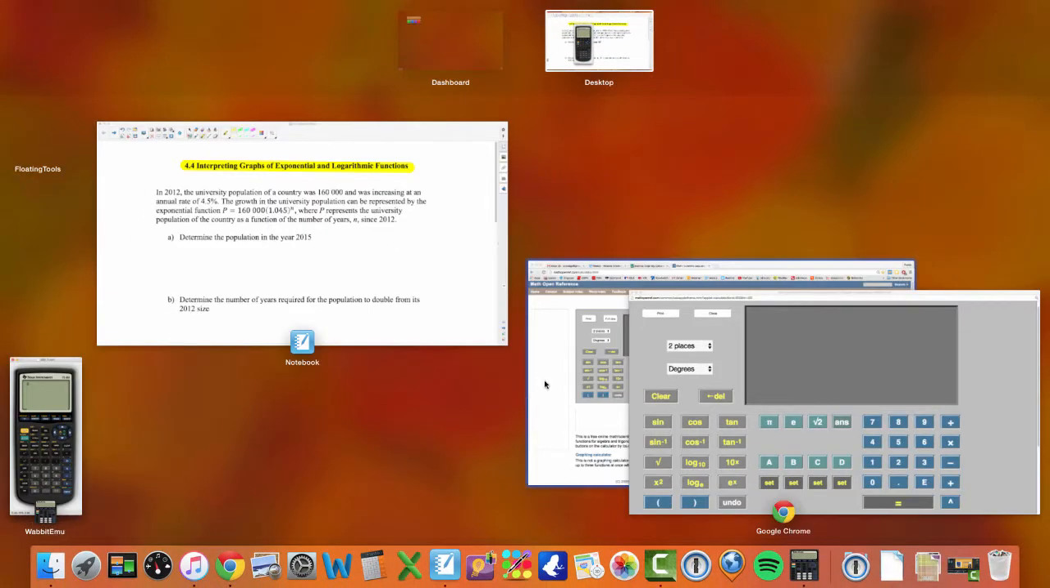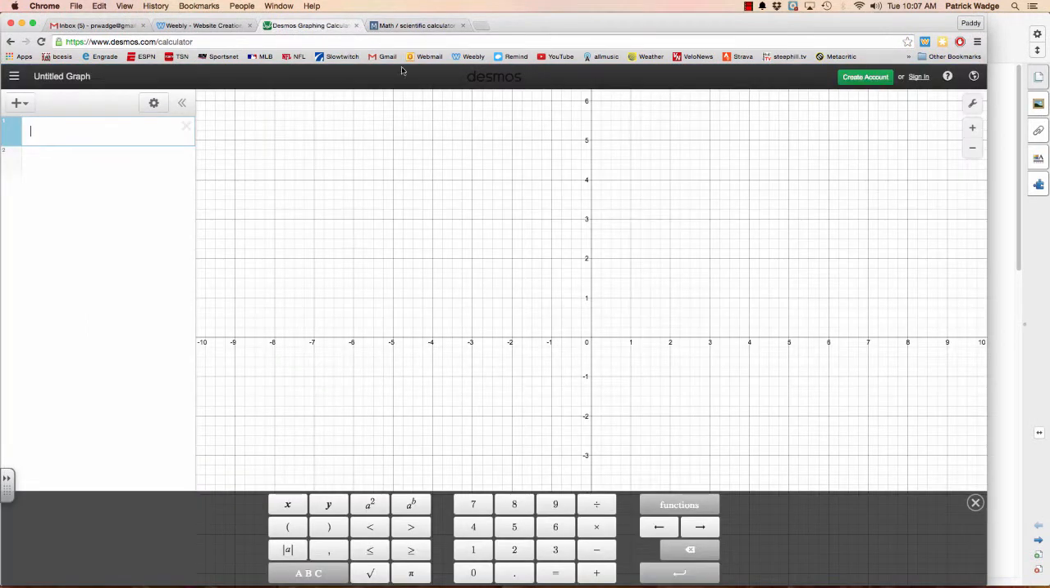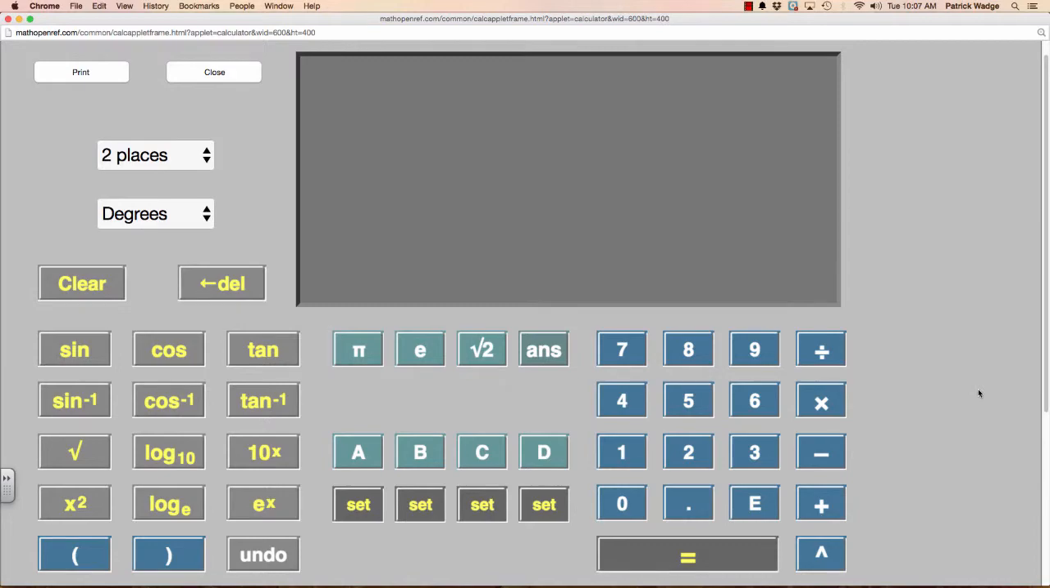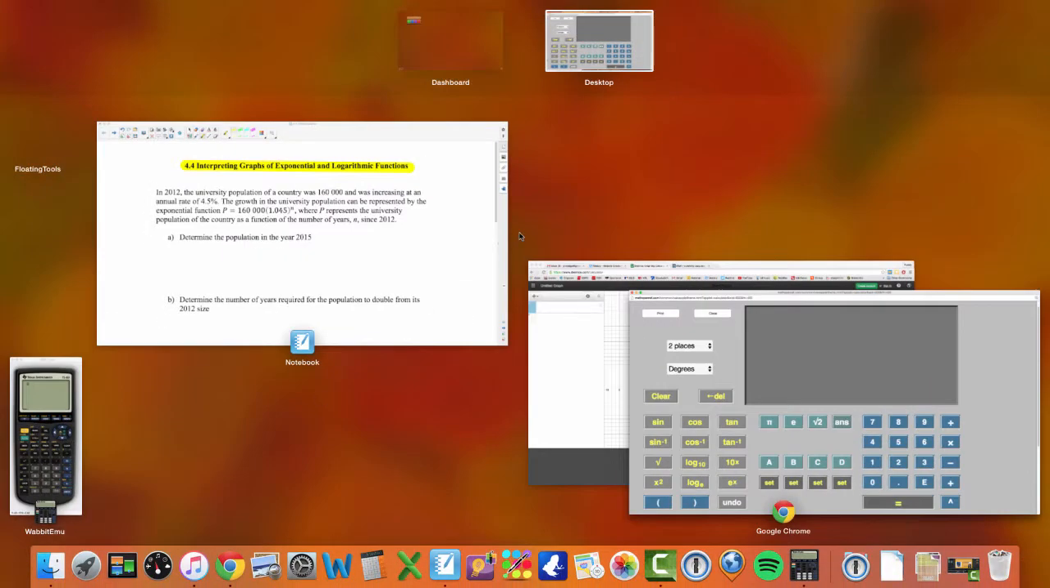I also have another graphing calculator here. This is the Desmos graphing calculator, which you can actually get a free download on your iPhone. I'm not sure about Android, to be completely honest, but I would imagine so. And I also have a scientific calculator we're going to use. So we have lots of technology here that we're going to be using.